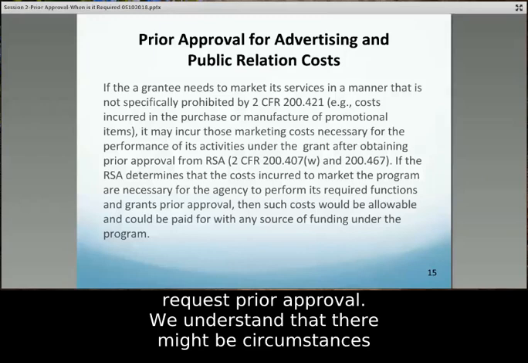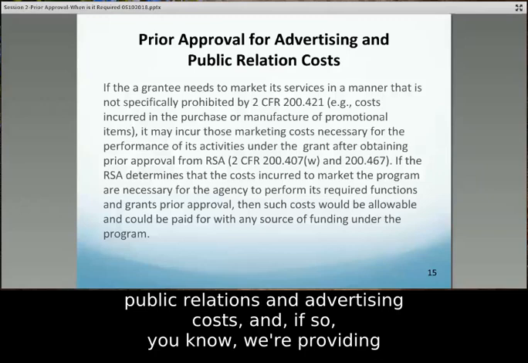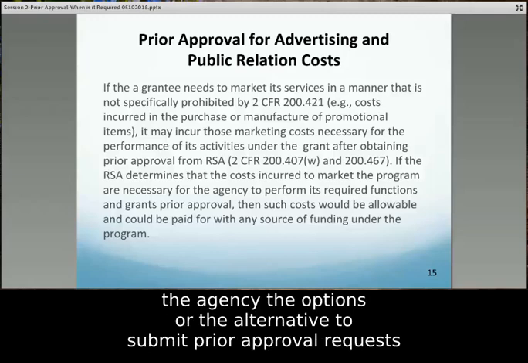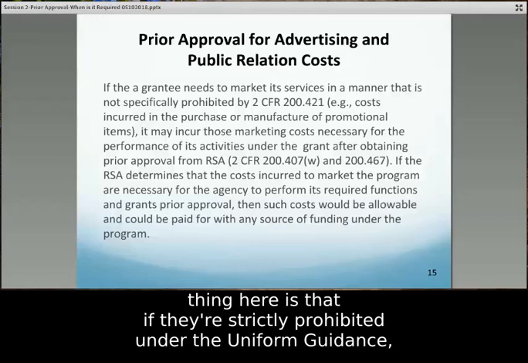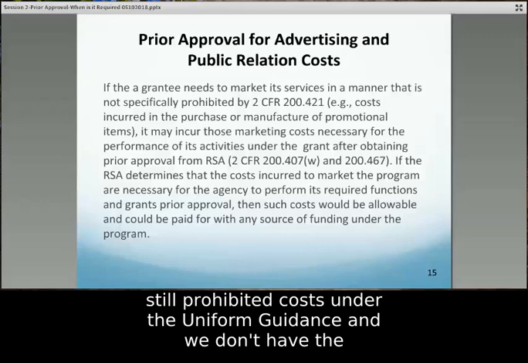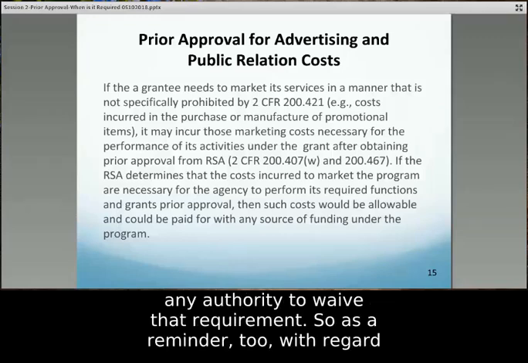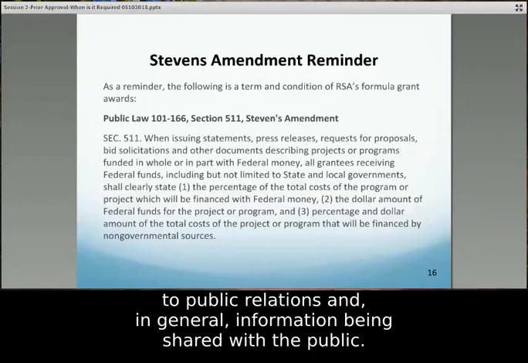We understand that there might be circumstances which we haven't thought of that may come into play with regard to public relations and advertising costs, and if so, we're providing the agency the option to submit prior approval requests so that we can review those and determine their allowability. The important thing here is that if they're strictly prohibited under the uniform guidance, getting prior approval won't allow us to circumvent that requirement. It's still a prohibited cost under the uniform guidance, and we don't have the authority to waive that requirement.